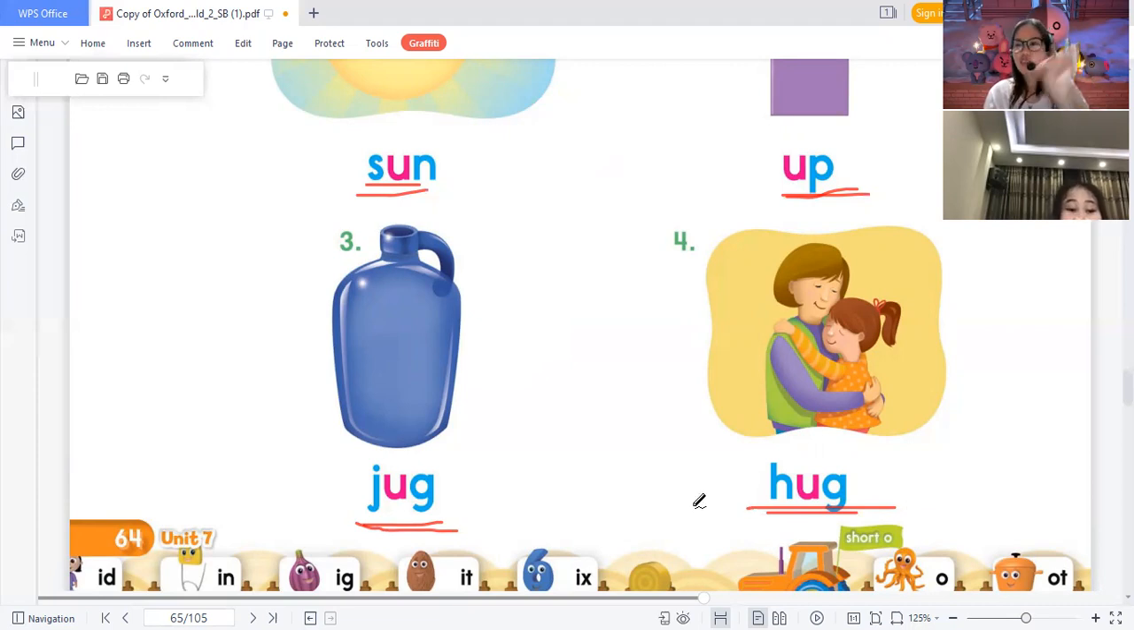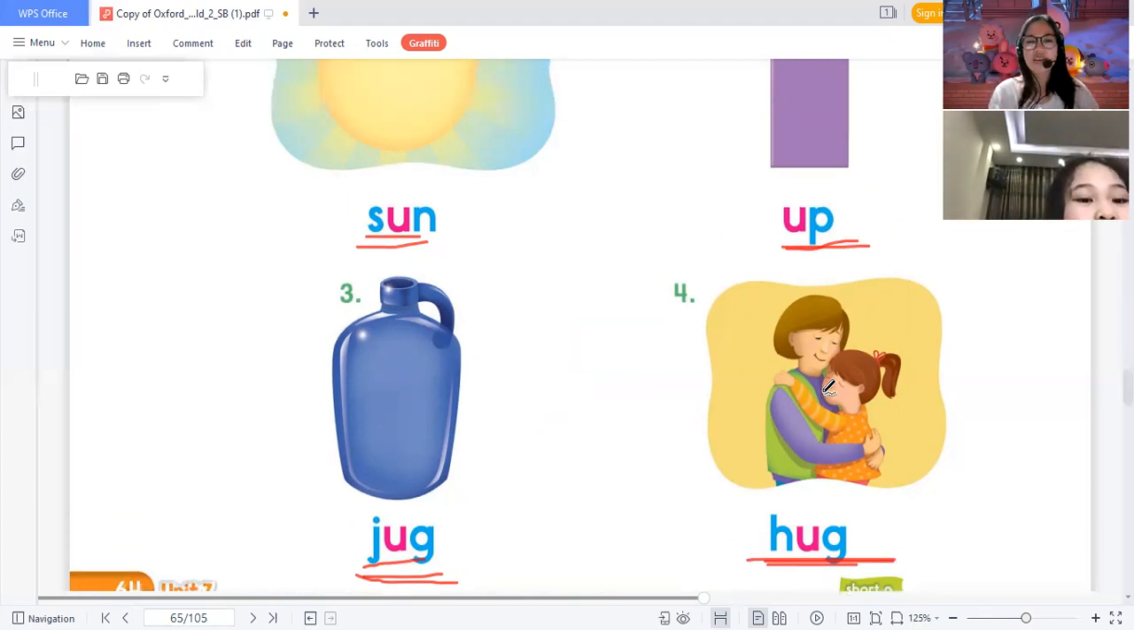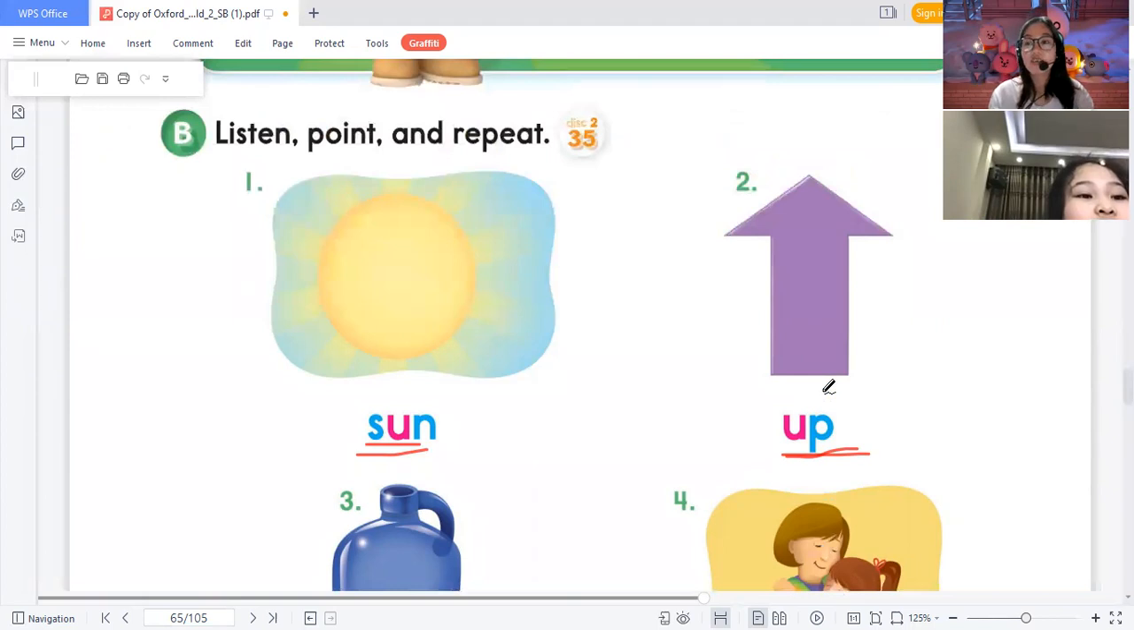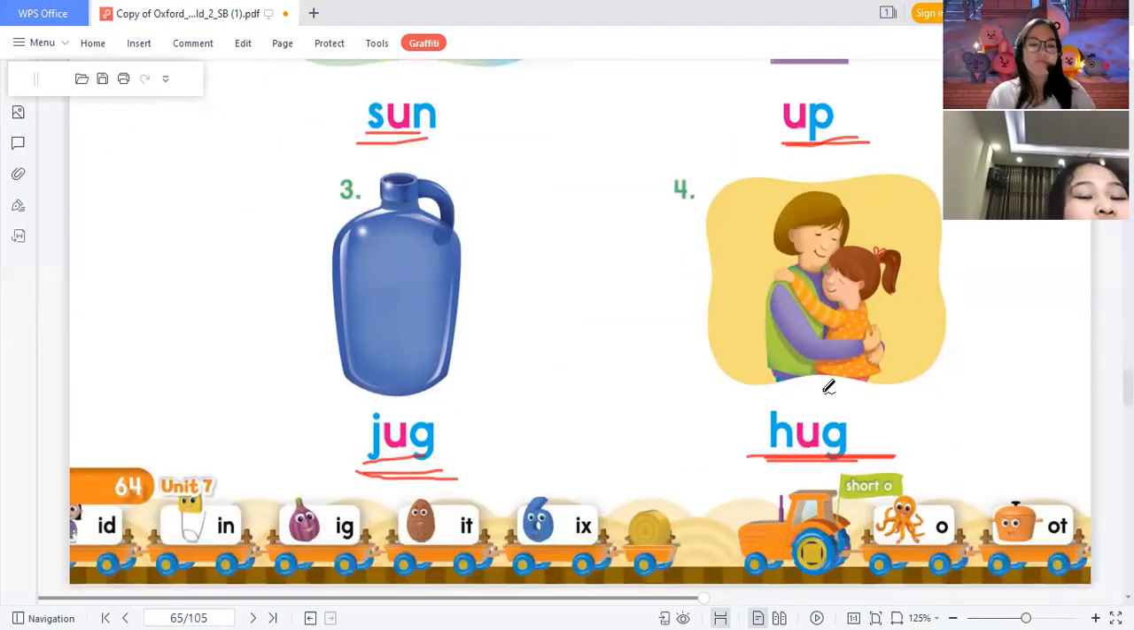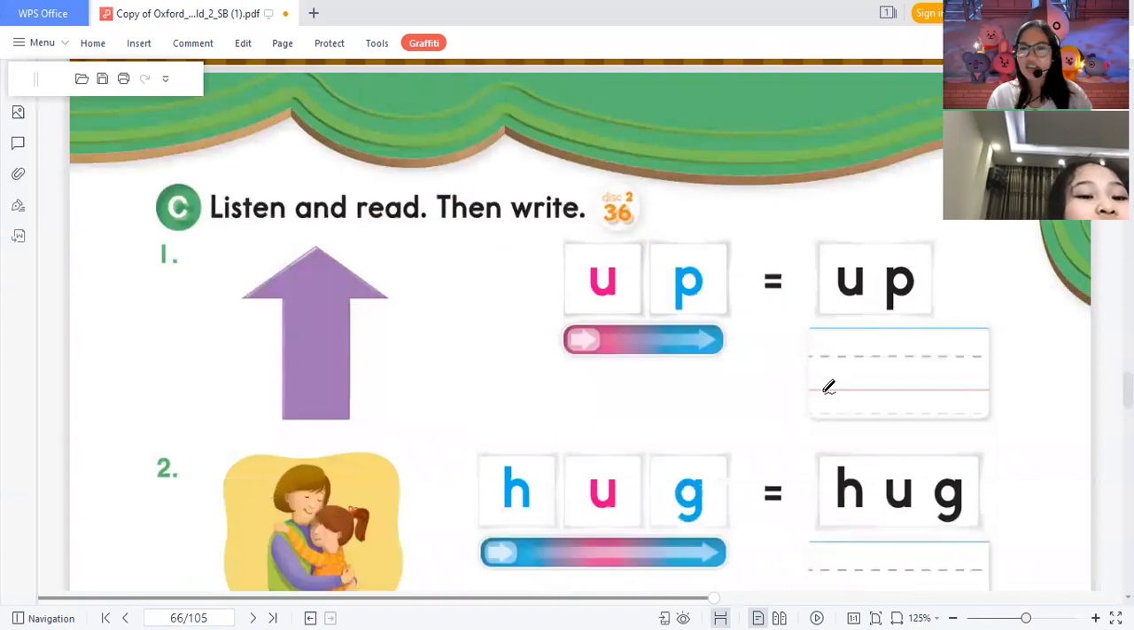Okay, I want you to repeat number three and number four. What's number three? Jug. Correct. Four. No, hug. Okay, yes, correct. Good. Okay, so we're done learning the words that have an oo sound, okay? Now let's go to the next page. Let's listen and read, then write, okay?